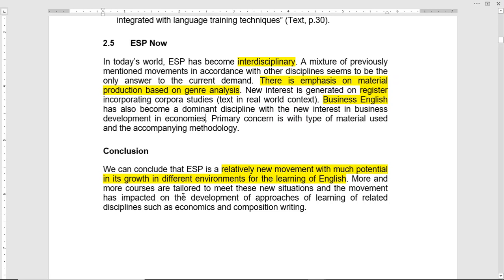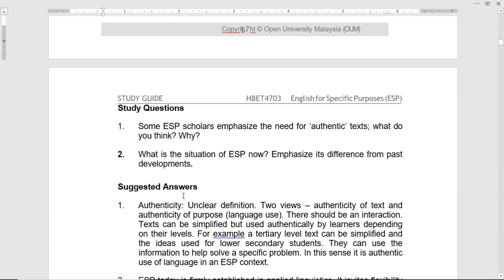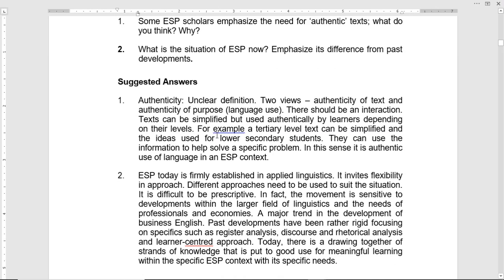So, let us go to some questions. Some ESP scholars emphasize the need for authentic texts. What do you think? Why? Answer.